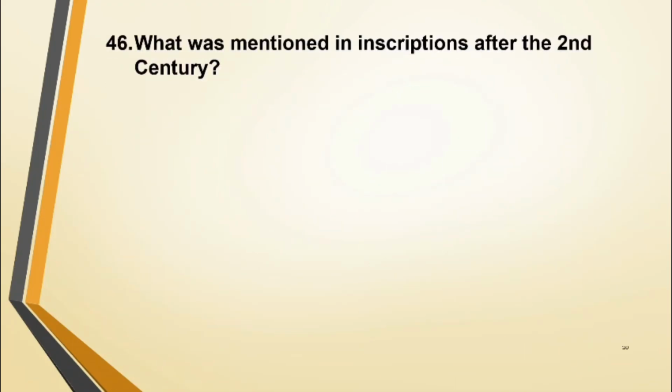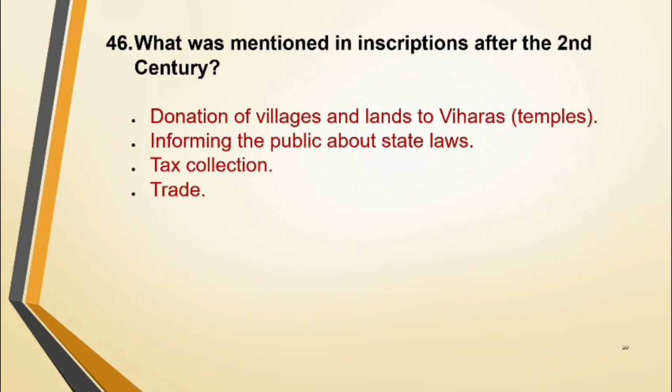Right. Question number 46. What was mentioned in inscriptions after the 2nd century? Not before the 2nd century, after the 2nd century. Again, what type of information was mentioned especially in the inscriptions after the 2nd century? Donation of villages and lands to viharas, temples. Vihara means temple. Another one, informing the public about state laws. Sometimes the king published some laws, and those laws were recorded, especially in the inscriptions. And another one is tax collection and trade. Those are the information mentioned in the inscriptions after the 2nd century.